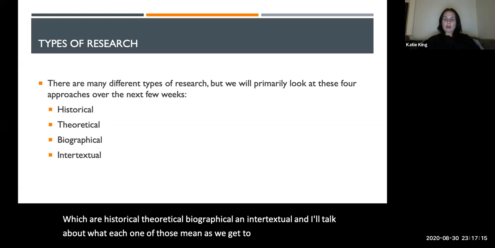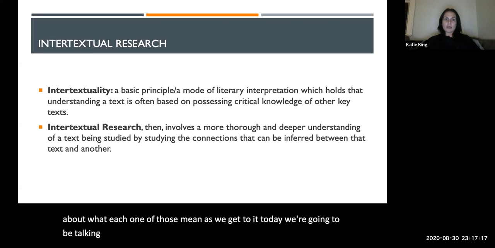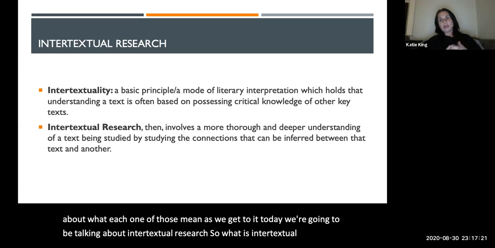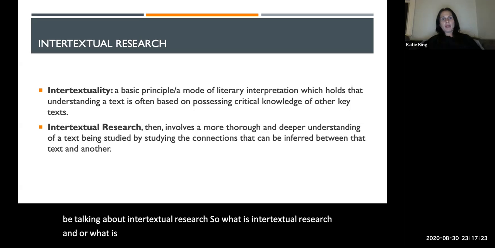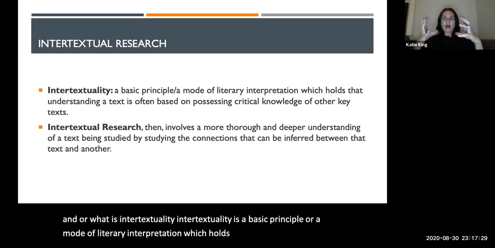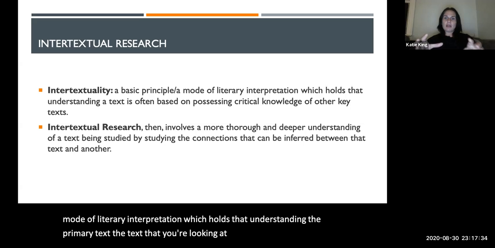Today, we're going to be talking about intertextual research. So what is intertextual research or what is intertextuality? Well, intertextuality is a basic principle or a mode of literary interpretation which holds that understanding the primary text, the text that you're looking at, is based on possessing critical knowledge of other key texts, okay?